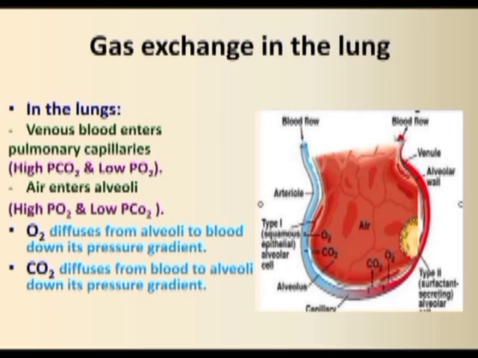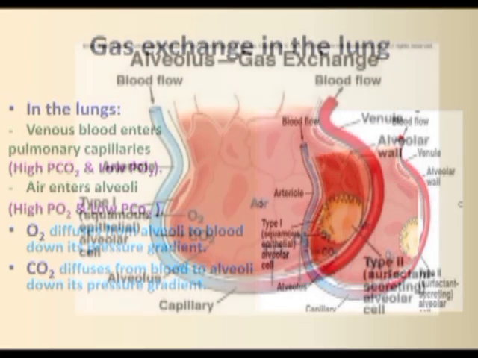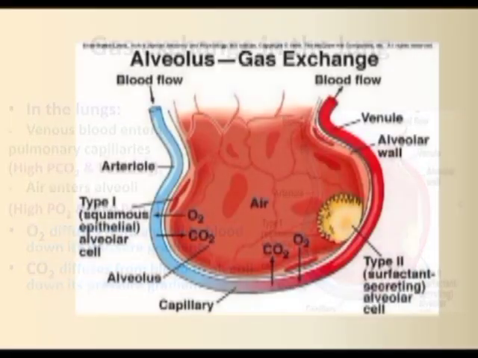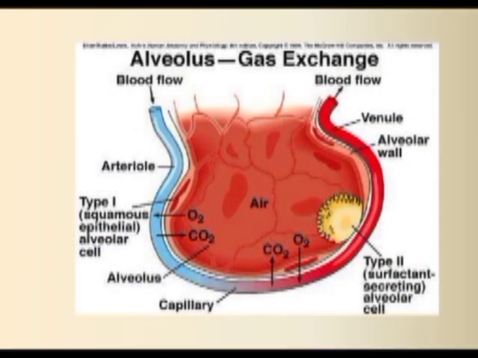Venous blood enters pulmonary capillaries with high PCO2 and low PO2. Air enters alveoli with high PO2 and low PCO2. O2 diffuses from alveoli to blood down its pressure gradient, and CO2 diffuses from blood to alveoli down its pressure gradient. Next, we will discuss alveolar gas exchange.